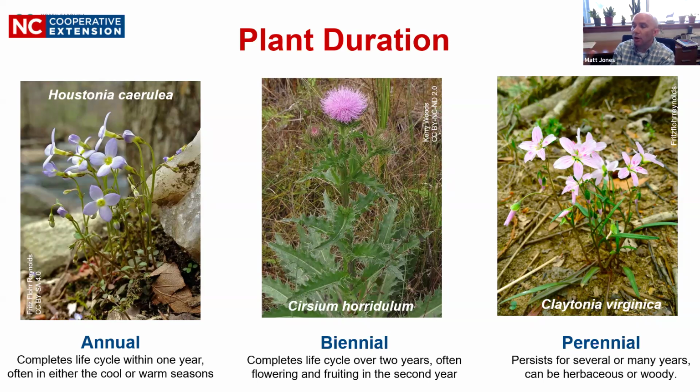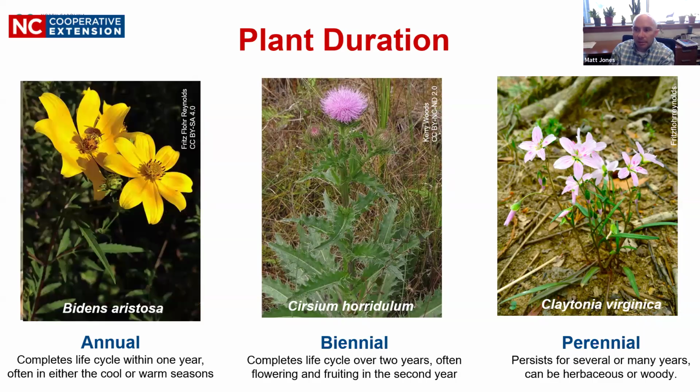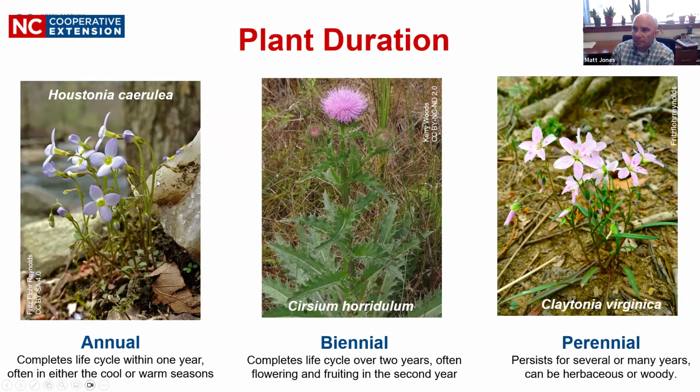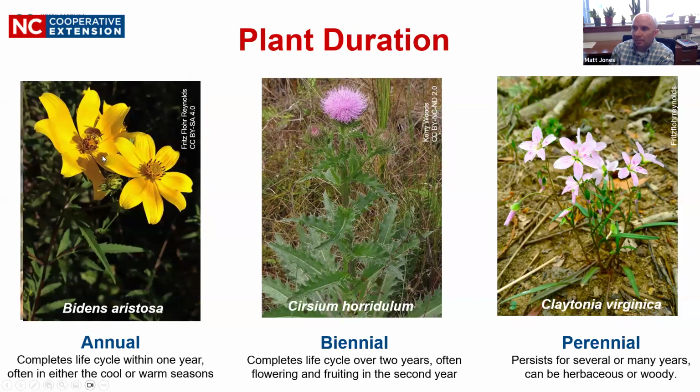And then perennial herbaceous plants, well, sorry, let me back up. Perennial plants are plants that live multiple years. And let's see, I gave some more examples here. An example of a cool season annual would be like Bluet or Houstonia. An example of a warm season annual would be Bidens aristosa.